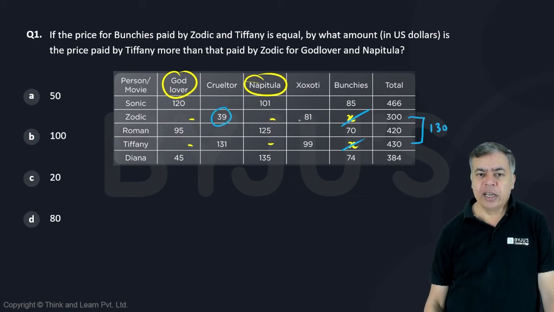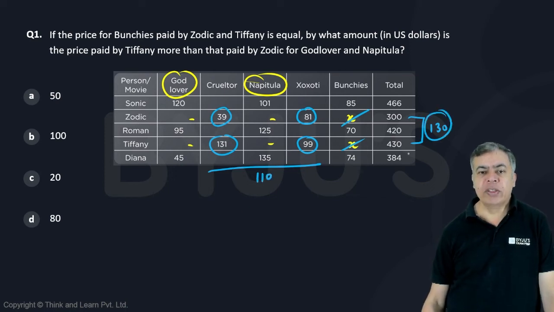Here 39 and 81 is 120, right? So here 120 and 230. So the difference will be 110. But the total difference should be 130, right? I'm taking 39 plus 81 and 131 plus 99. The difference of that is 110, whereas the total difference is 130. So the remaining difference should be in these two, which are the remaining movies, right?